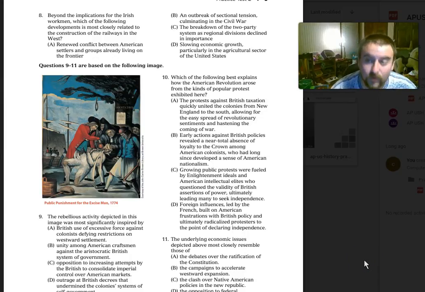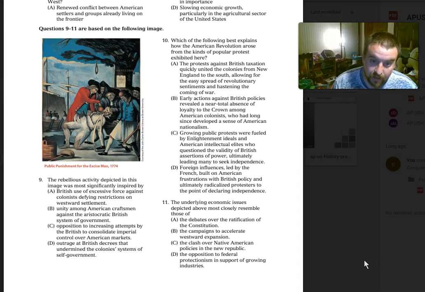Alright, so I think that one, if we cleared it up and you knew that it was tea, y'all would have gotten it. 11, let's take a look at 11. Same document though. I think this is the only one we had like this. There may be another one that I'm forgetting later. The underlying economic issues depicted above most closely resemble those of... and again, if you understood that this is tea, and that Britain is trying to force us to buy tea to prop up one of their companies, the British East India Company, that they are controlling and trying to protect, I think more people would have gotten the right answer.